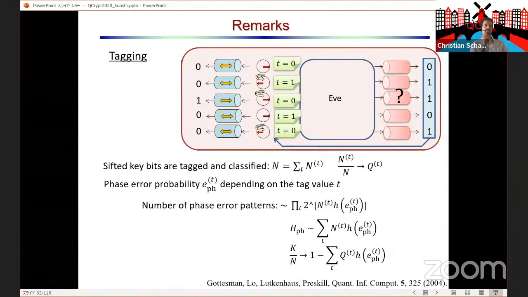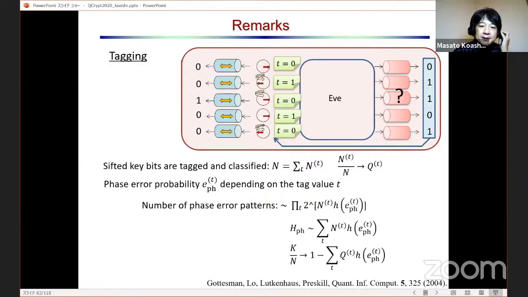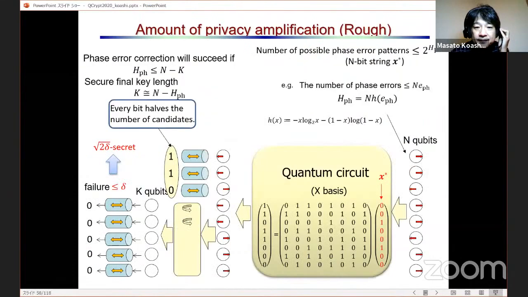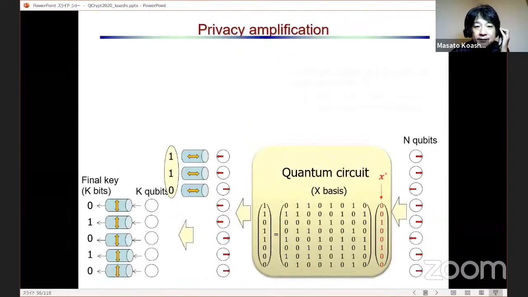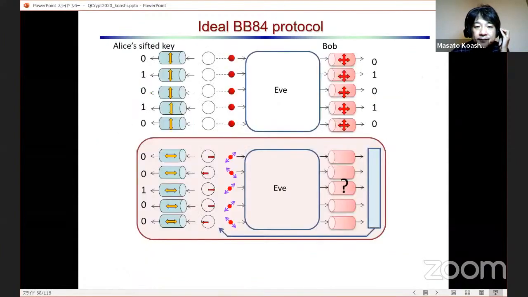I see. So in order to analyze the 6-state protocol, you somehow make your protocol such that you obtain this tag, which corresponds to there being a bit error or no bit error. And the problem is how to extract that information as a tag. It is difficult to explain only by words, but this kind of tag can be obtained by applying, maybe the best one is the BB84 one.